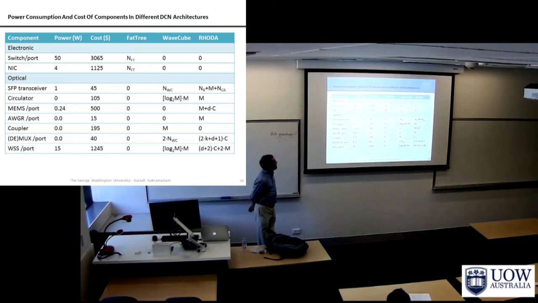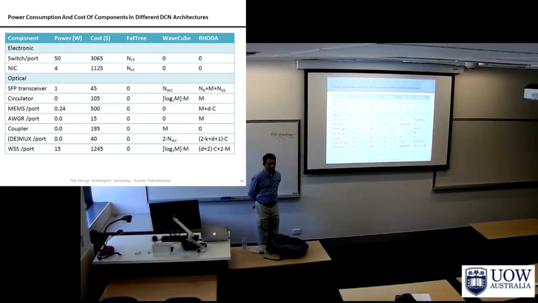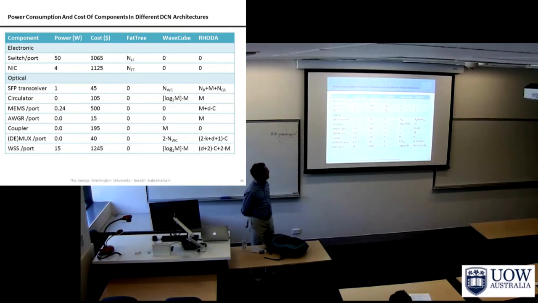But here are some cost and power numbers for these components that I have introduced. These are the electronic components right at the top, and usually it's about 50 watts per port for an electronic switch. And for the network interface card, it's about 4 watts per port. And that's the cost. Again, this is per port cost, about $3,000 for a switch, and about $1,000 for a NIC, network interface card. So quite expensive devices. If you look at a 50-port switch, that's over $150,000 for a switch, right?